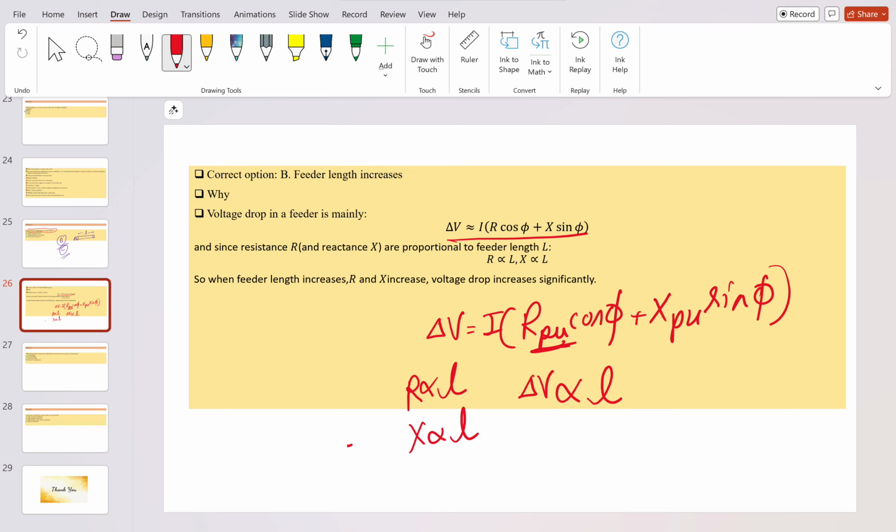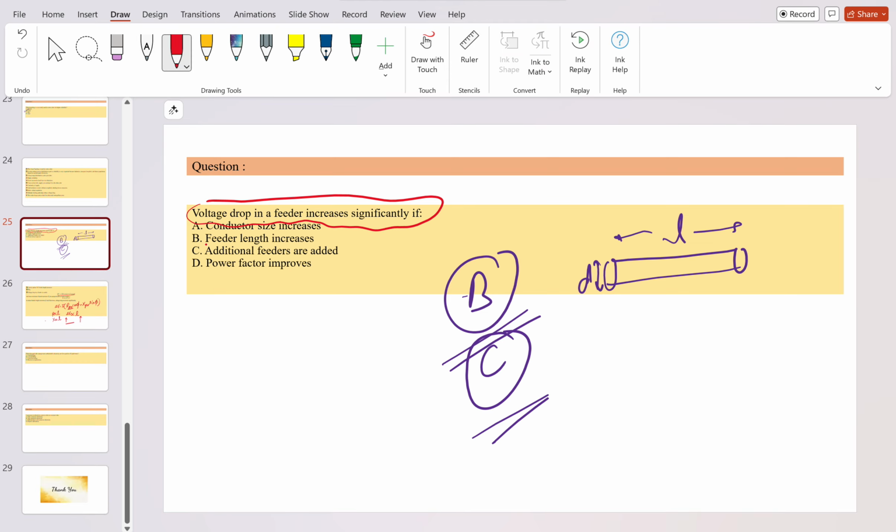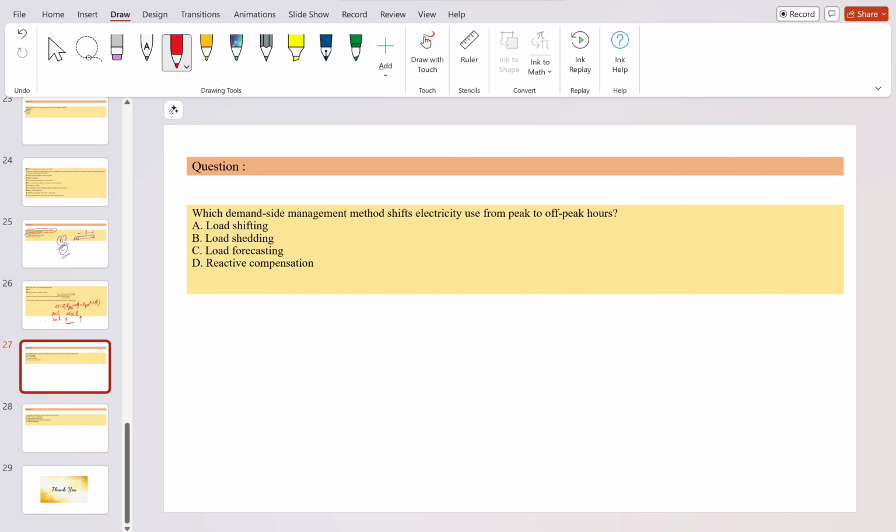So that's why when you increase the length, the voltage drop increases, what we have seen in the rural feeders. So option B is correct. When the voltage drop in the feeder increases, it means that the feeder length got increased. Okay, let's move forward. Try to solve this.